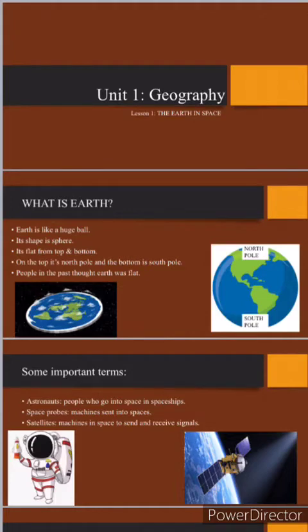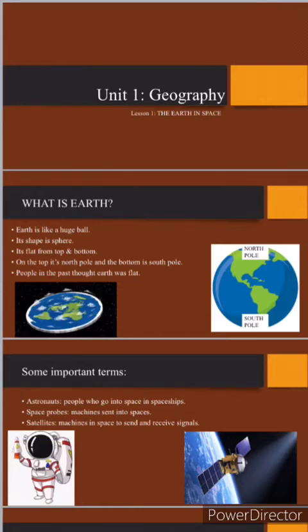Now you should know some important terms about your chapter. The first term is astronauts. It means the people who go in space in spaceships for their research work of space. They are called astronauts. The second term is space probes. Space probes are the machines which are sent into the space along with the astronauts or along with the rockets. Number 3 is satellite. Satellite is an example of a space probe and it is a machine sent into the space to send and receive the signals for radio and television.